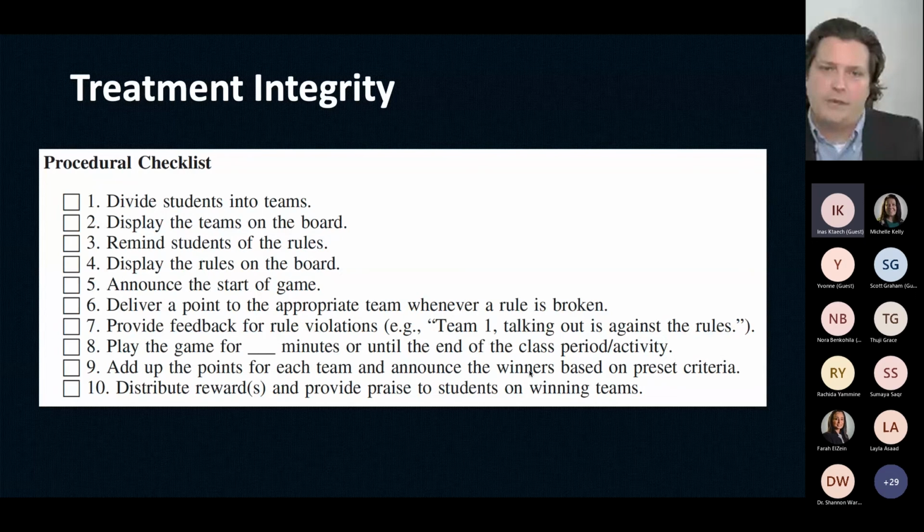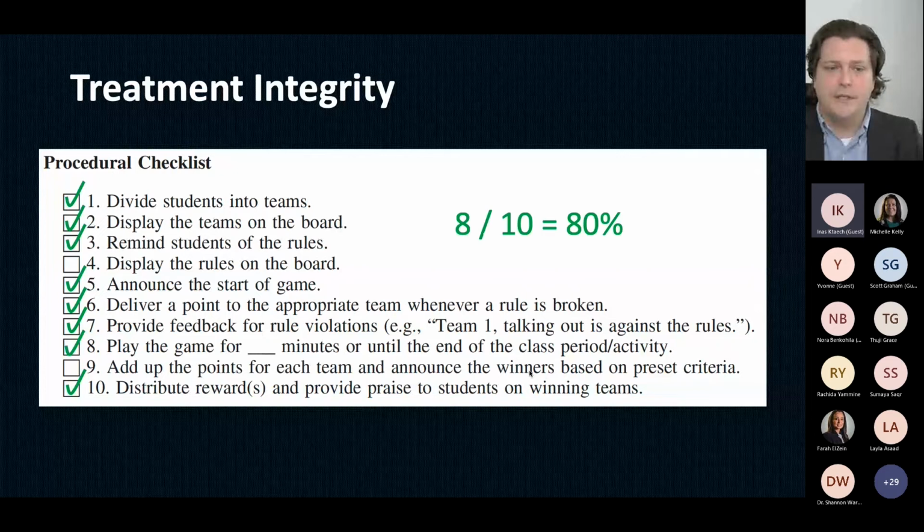So I have a little hypothetical for you here. In one session of the good behavior game, we conduct the procedural checklist and we see that the teacher missed a couple of things. They didn't display the rules on the board and they didn't announce the winners and add up the points, but they did everything else. So in this method of scoring treatment integrity, we would have 8 of the 10 steps followed, which comes out to 80% of the steps. And that is a very different way of looking at treatment integrity for this intervention.